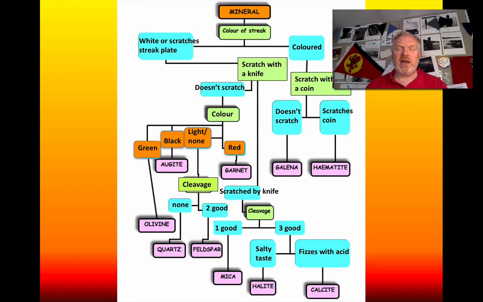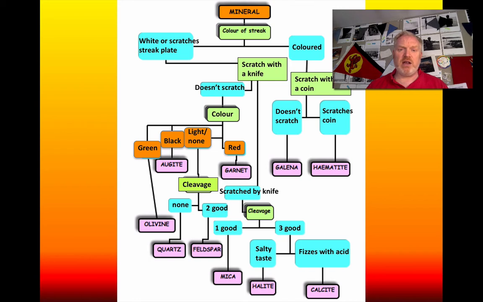Now each of those three minerals has distinctly different cleavage. Mica has one good plane of cleavage, the basal cleavage splits into parallel sheets. Halite and calcite both have three good cleavages, although those cleavages are at different angles. Halite is cubic, calcite is rhombic, but their solubility also allows us to tell them apart. Halite has a distinctively salty taste. If we drop some acid on calcite, it will fizz.